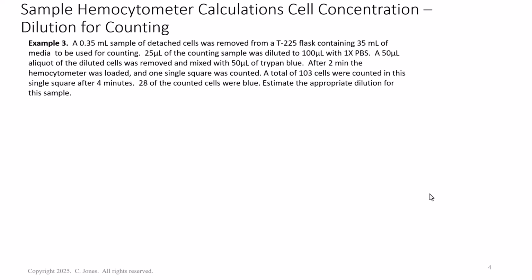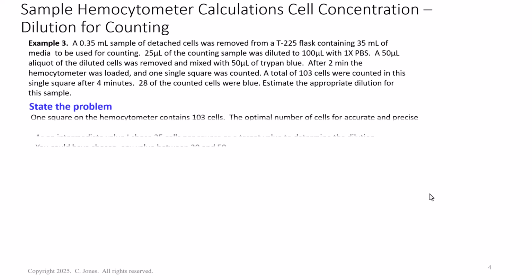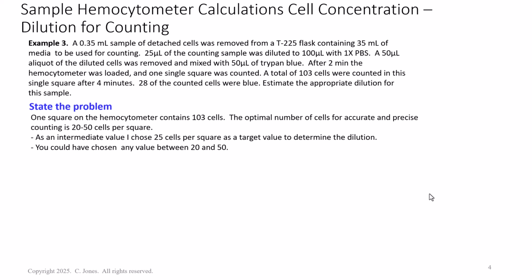We loaded the hemocytometer and we counted a single square, and we determined that there were 103 cells in this square, right? 28 of those cells were blue. All right, so the problem here is 1 square of the hemocytometer contains 103 cells. The optimal number of cells for accurate and precise, that is reproducible counting, is 20 to 50 cells per square. So just as an intermediate value, my target is I'm going to try to get 25 cells per square. That's the target value to estimate a dilution.